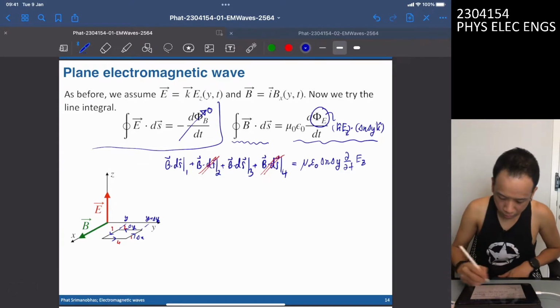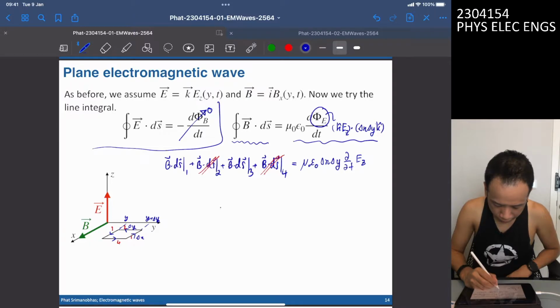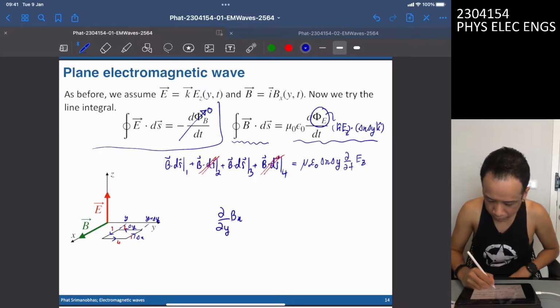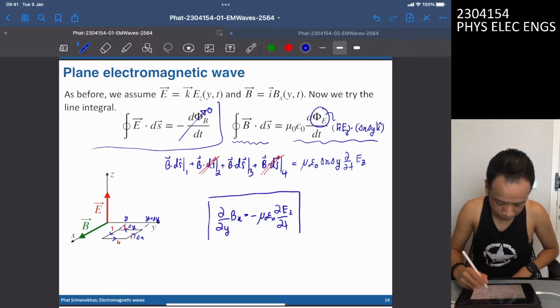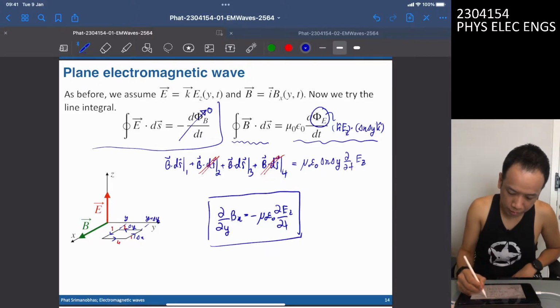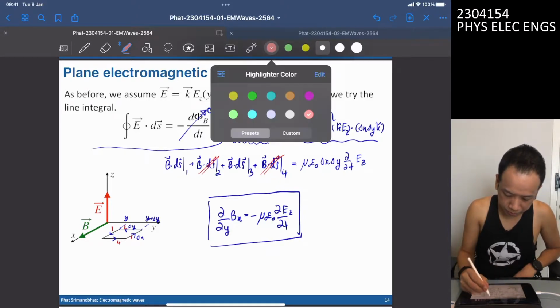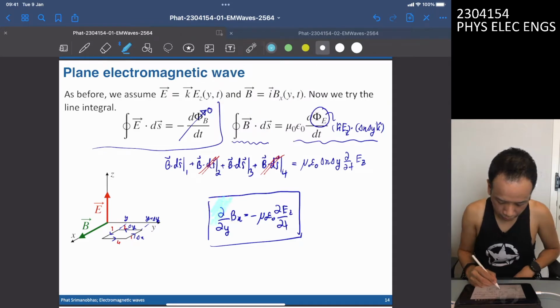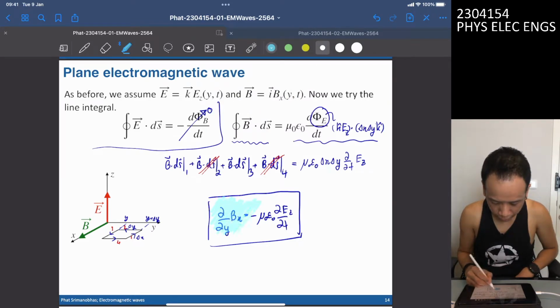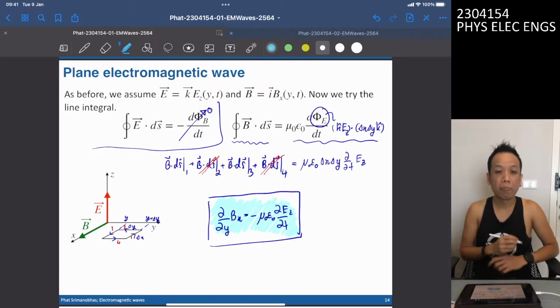At the end, if you do it correctly, you're going to get d by dy of Bx equals minus epsilon 0 mu 0 dEc by dt. Okay. So this is another equation we get.